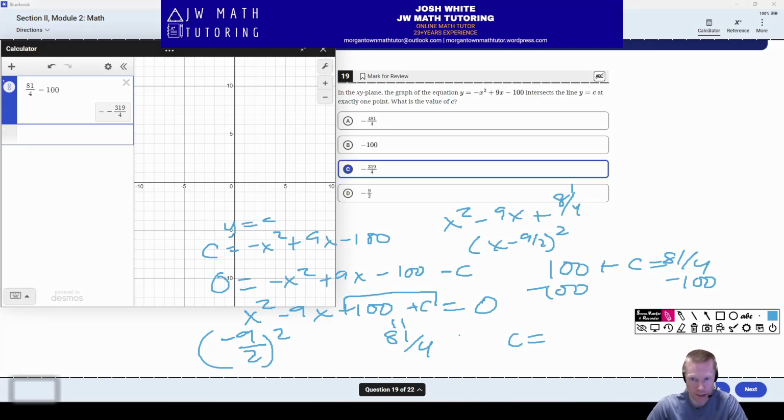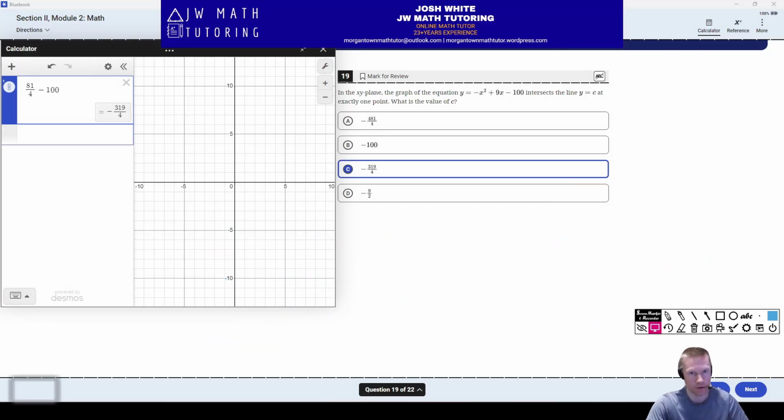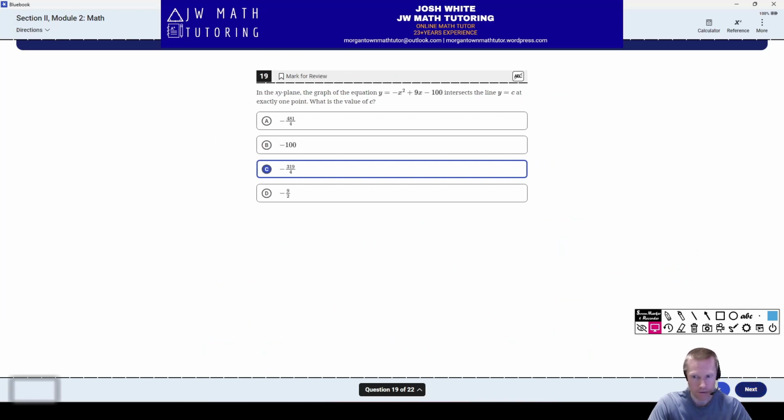So if you're familiar with completing the square, then this method might be quicker, might be faster, but if not, just ignore it. Use a discriminant or just literally type the values into Desmos and get it that way. But this is just an alternate way you could do this one as well.